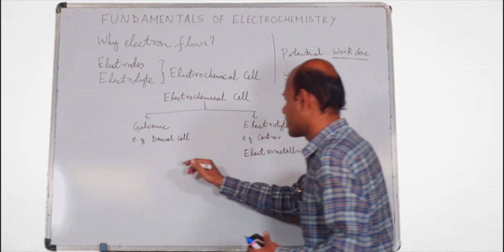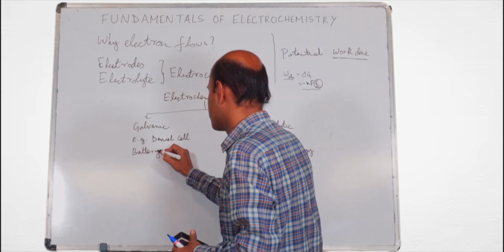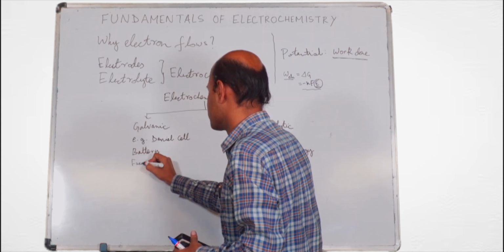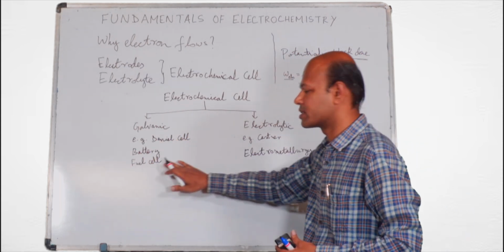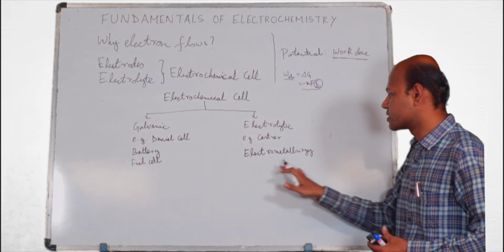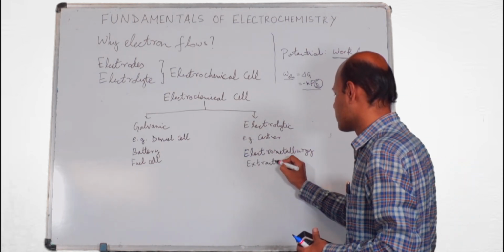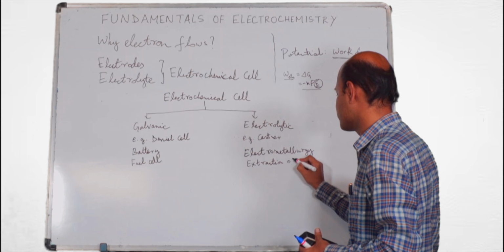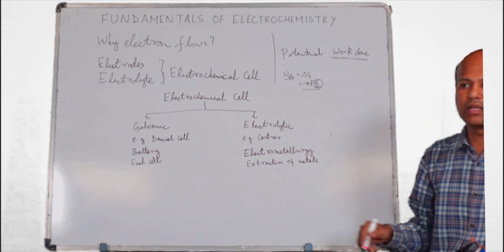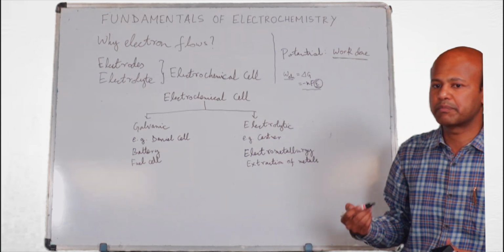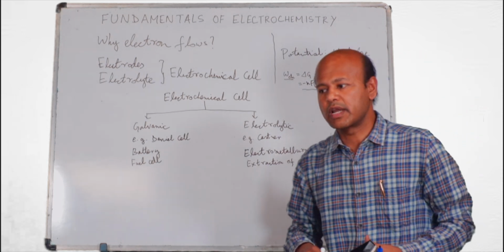This we apply for our battery, mainly battery and fuel cell. One example you can put. So fuel cell, battery application, we require this concept of galvanic cell. And for the electrometallurgy concept, that is extraction of metal, is based on this concept of electrolytic cell. This gives you high pure metals, 99 plus purity. We get these metals through electrolytic cell.